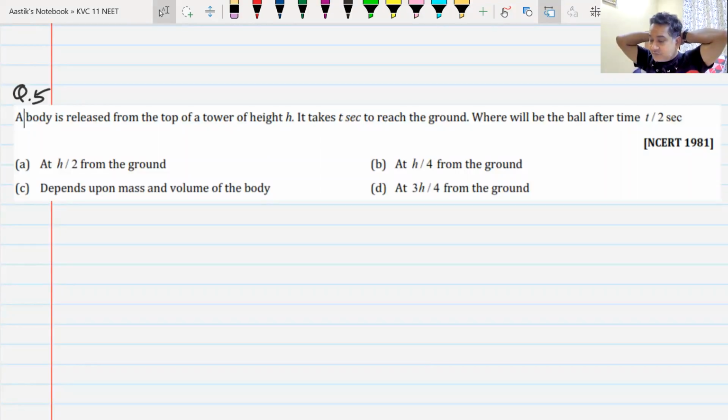A body is released from the top of a tower of height h. It takes t seconds to reach the ground. Where will the ball be after t by 2 seconds?